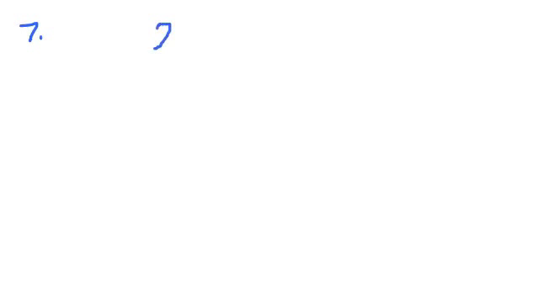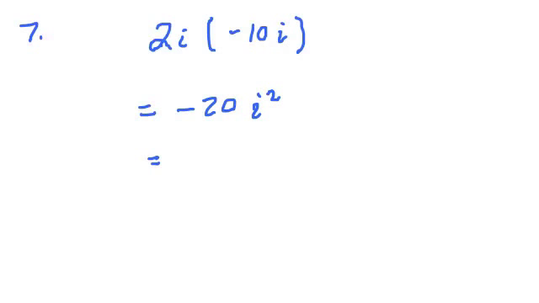Okay, so we have 2i times negative 10i. You should be able to whip that one out pretty easily. We have 2 times 10 is 20, but it's going to be negative 20, and then i squared. Now remember what i squared is: i squared is equal to negative 1. So replacing this i squared with negative 1, we end up with 20 as our final answer. Okay, let's take a look at number 8.